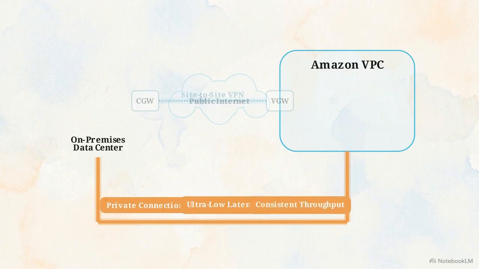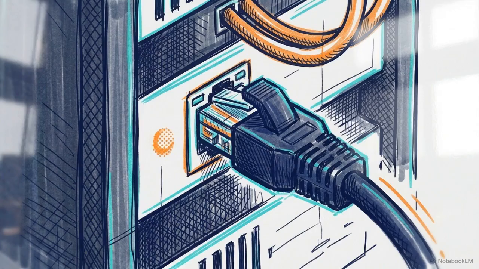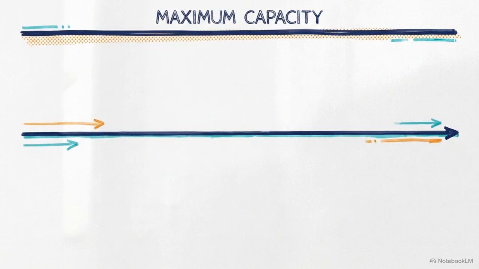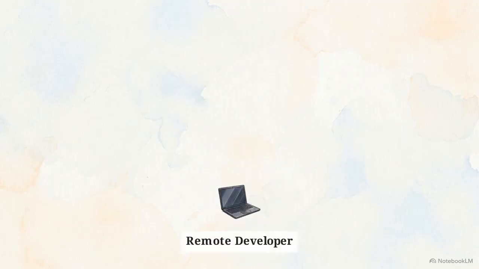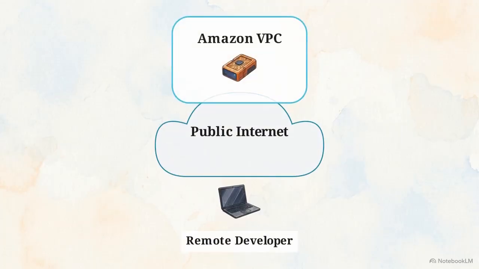For enterprises needing a premium alternative, AWS Direct Connect completely bypasses the public internet. Direct Connect provides maximum security, ultra-low latency, and consistent throughput. However, requiring physical fiber provisioning means it can take months to establish. For individual remote developers, AWS Client VPN allows them to connect securely to the VPC using an open VPN tunnel straight from their personal laptops.